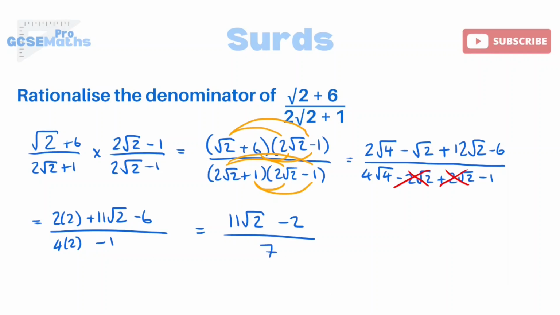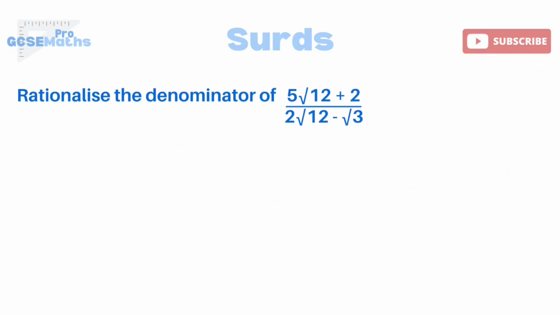Now in this case you can see there's nothing we can do to simplify it any further. There aren't any common factors between 11, minus 2 and the 7. That is just your final answer. Same again, just keep practicing it, see what you can simplify after you've rationalised it, and play the video again when you're ready to check the answer.